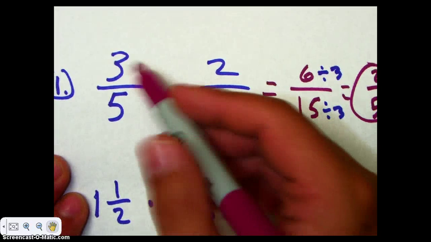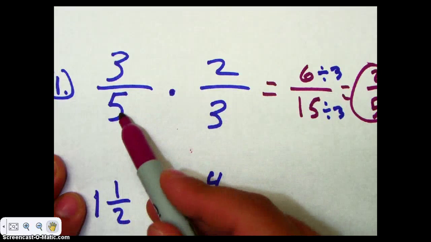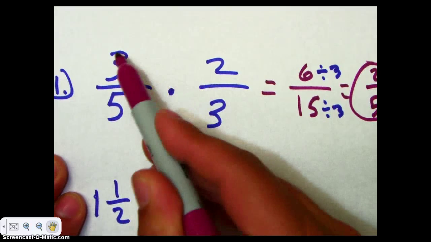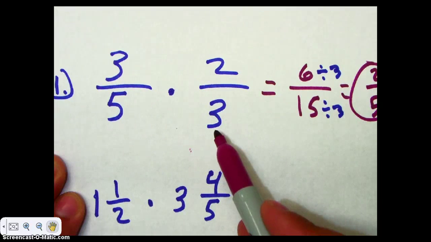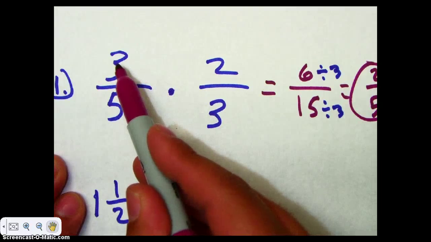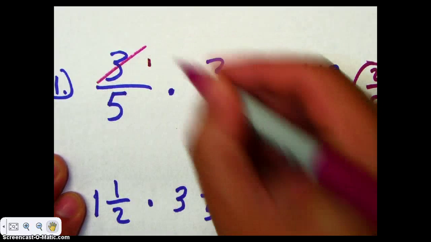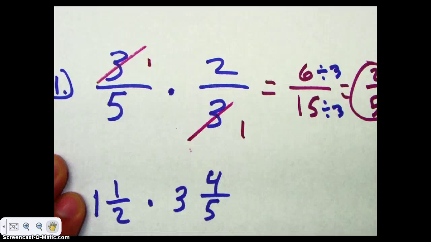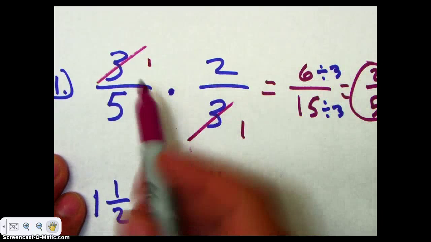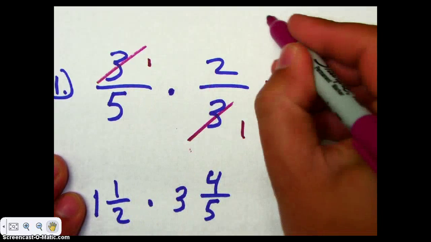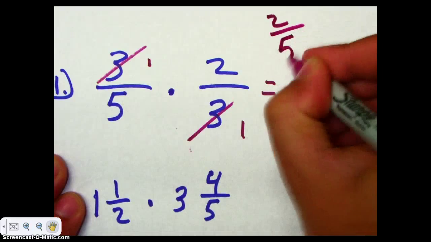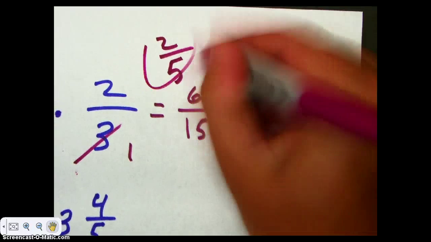Here's how it works. If I see anything that goes into here and here, or here and here, then I can divide that out. That's cross reducing. So it's easy to see that something goes into 3 and 3. 3 does. If I divide 3 by 3, I get 1. This 3 by 3, I get 1. That's cross reducing. Now, when I multiply 1 times 2, it's 2. 5 times 1 is 5. And we get that 2/5 that we got before.